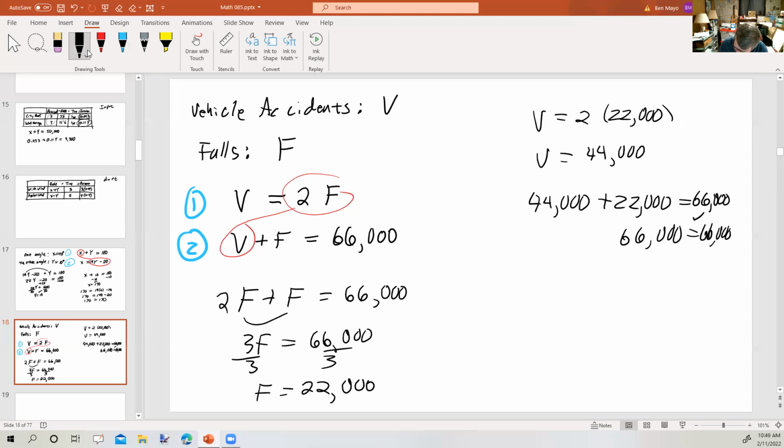So vehicle accidents, V, would be 44,000, which is from motor vehicle accidents, and then F would be 22,000, which is from falls. All righty, let's take a look at another example.